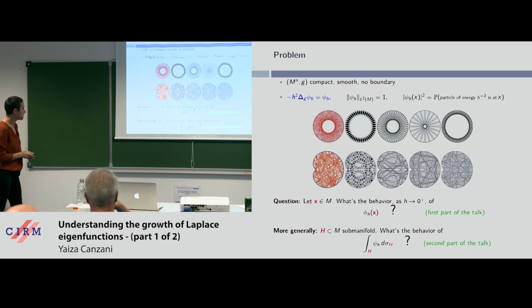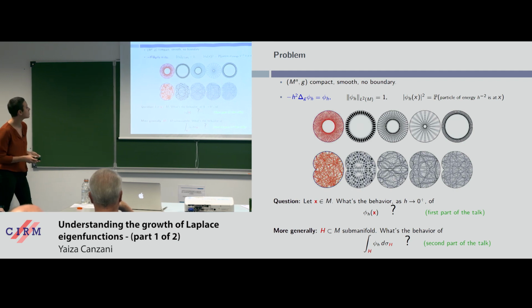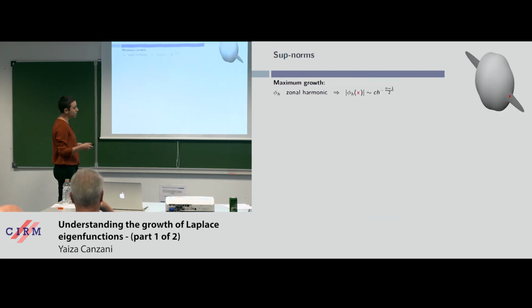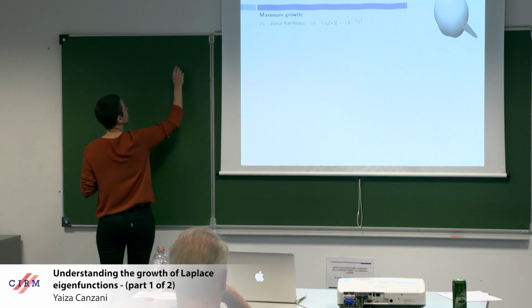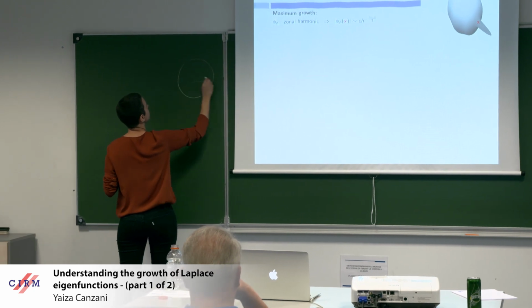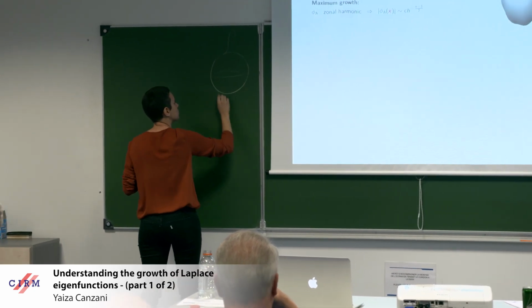And in order to do that, I have to talk about the enemy. The enemy for this problem are Sonal Harmonics. So Sonal Harmonics, and again, this is the density plot of a Sonal Harmonic. So this is the absolute value of one. What they do is they blow up at the south and north poles. So here is your sphere, and here they are quite big.